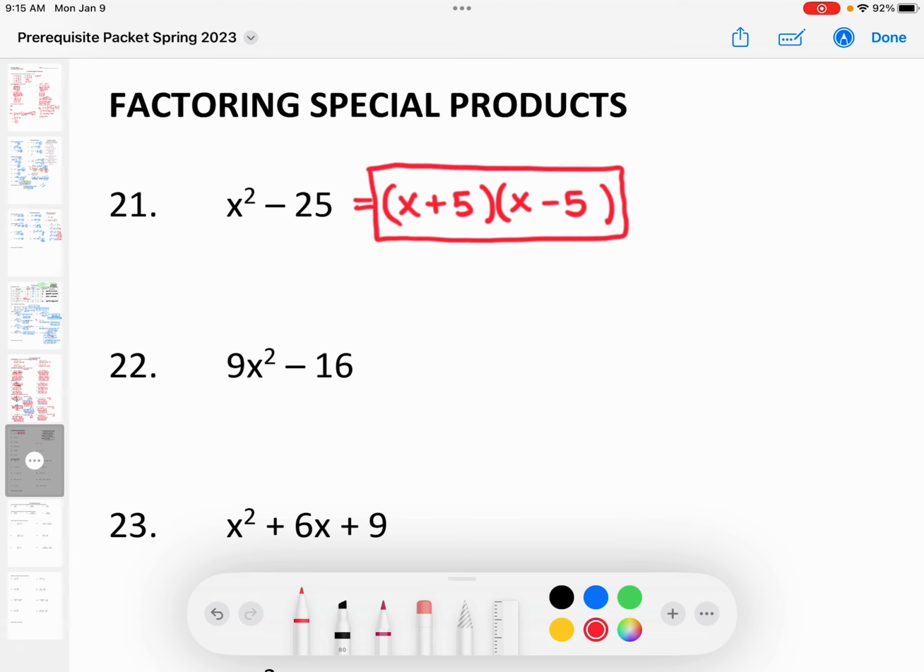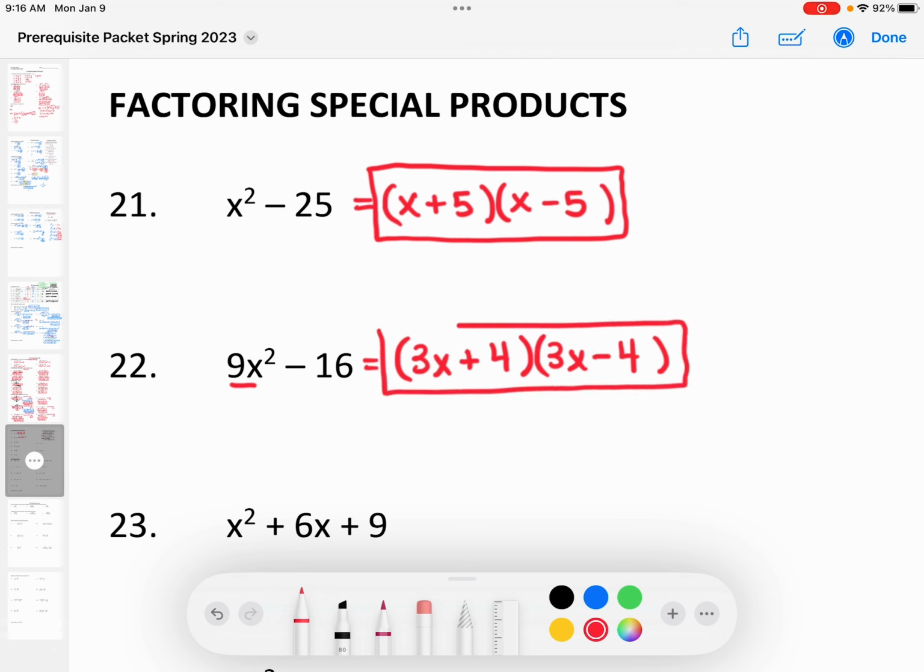So when it's a difference of squares, you always just have one plus and one minus, but otherwise they're the same term. And here we'd be thinking, what times what makes 9x squared? And that would be a 3x and a 3x. And then what times what makes 16? That would be a 4 and a 4. And as long as we make one plus and one minus, that'll do it for us.